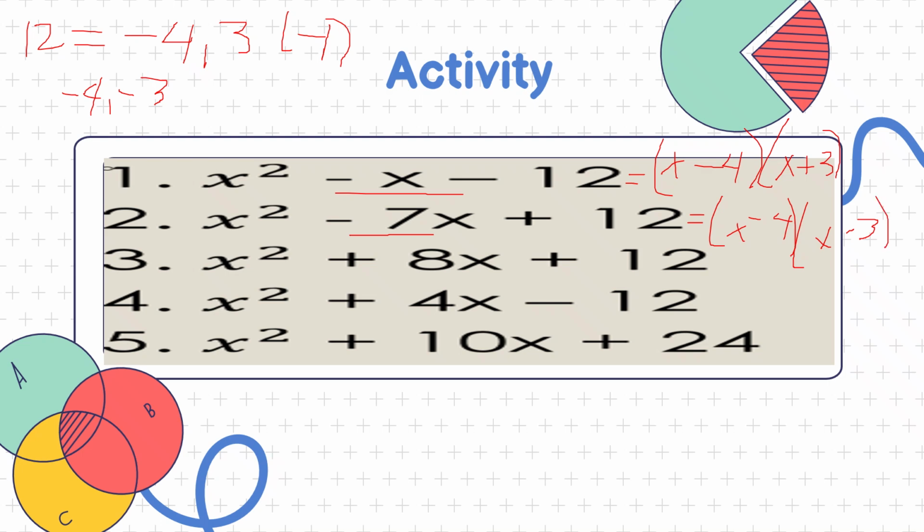And for this one, for x squared, we can use 6 plus 2. Six times 2 is 12, and 6 plus 2 is 8. Great. This is very easy, guys.